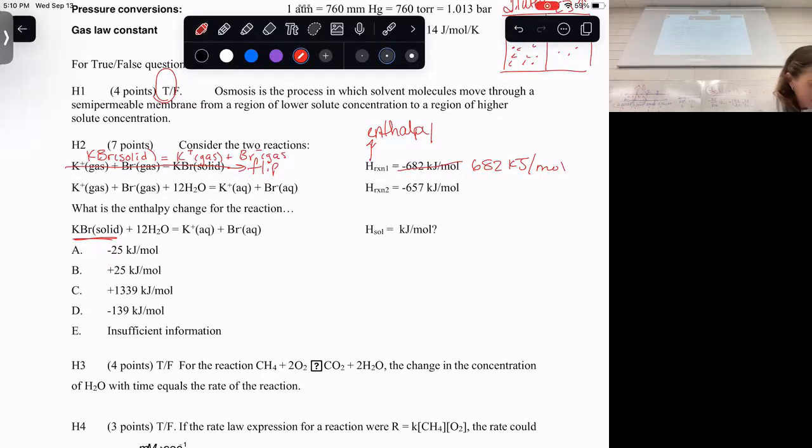Now I would look at my 12H2O next. Where is that, as a reactant or product in the second equation? It looks like a reactant. Do we need to change anything to that second equation to make our overall equation look the same? No, right? That looks good to go. So we can take your KBr solid and we have our second equation.